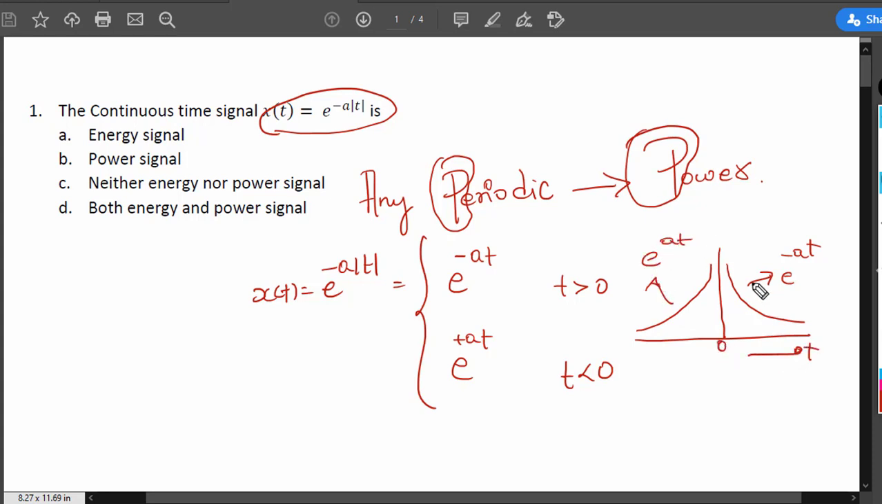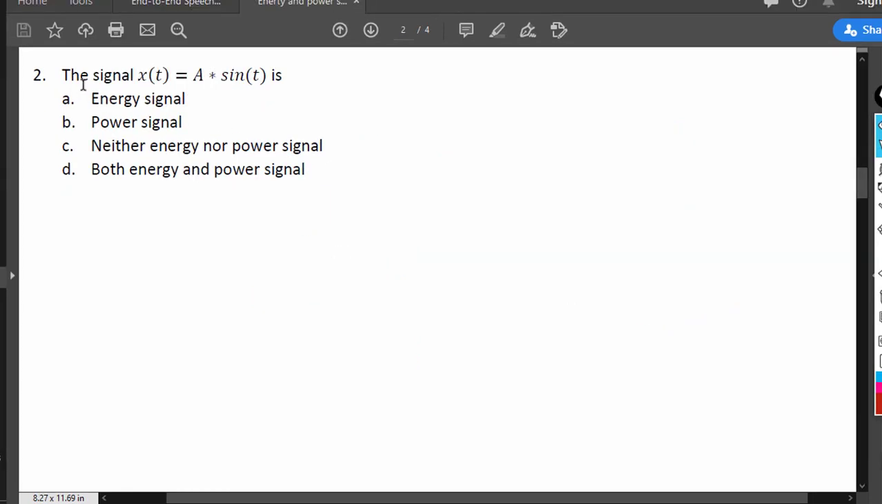Now, is this signal periodic? How do we define a periodic signal? A periodic signal is one which repeats itself after a particular time interval. Is this repeating itself after a particular time interval? No. It is basically an exponentially decreasing and exponentially increasing signal. Since this is not a periodic signal, the option is A. It's an energy signal. Let us look at the second question.